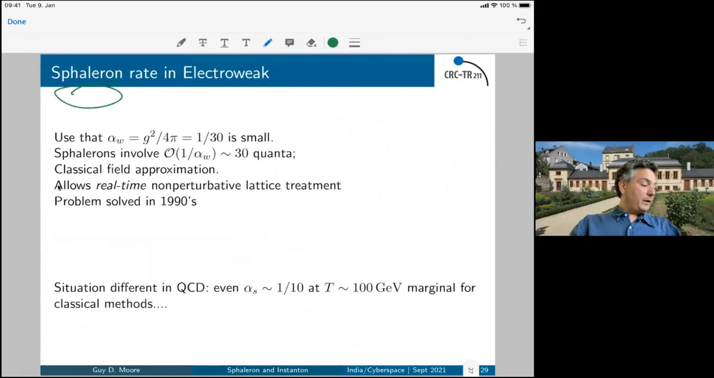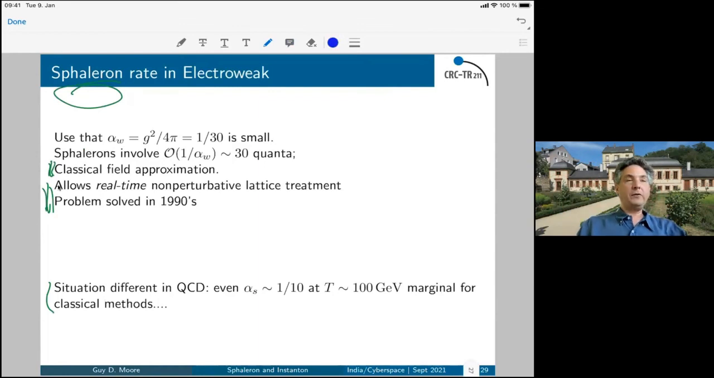How fast do these sphalerons occur? Well, this was actually calculated in the 1990s in the Electroweak model, because you can make justified semi-classical approximations. And the classical field system can be calculated in real time. In QCD, that probably doesn't work. At any interesting temperature, the coupling is too big for the same techniques to be considered reliable.